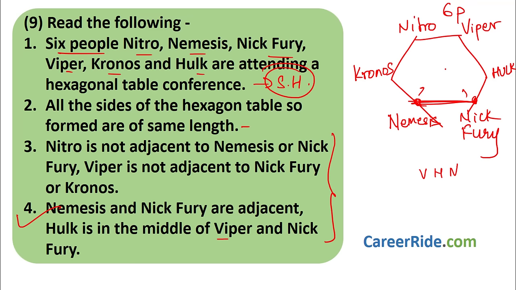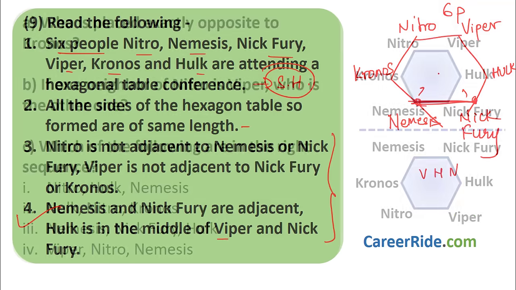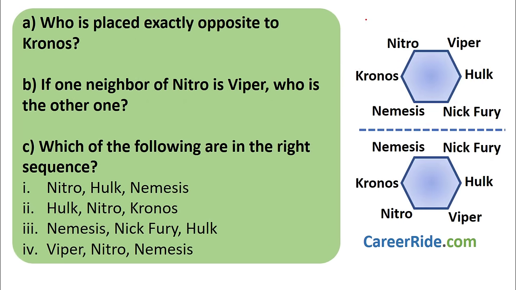Okay. So, now let's move on to the questions. See, again over here, just like I told you, there are many possible combinations. Our team has shown two very nicely drawn combinations over here. This is also possible. But whichever combination you take, you will always get the same answer. Who is placed exactly opposite to Kronos? Hulk. Very easy. Kronos, Hulk.